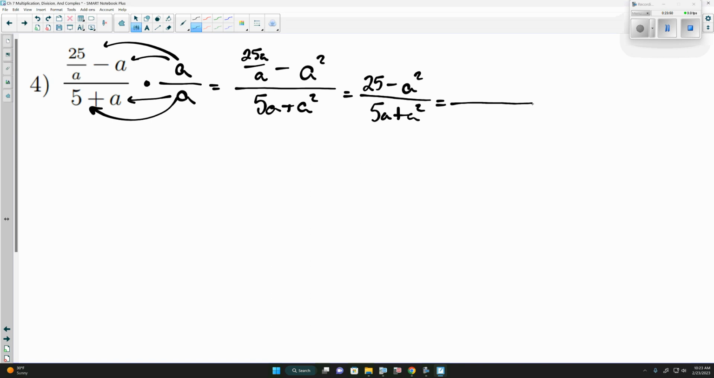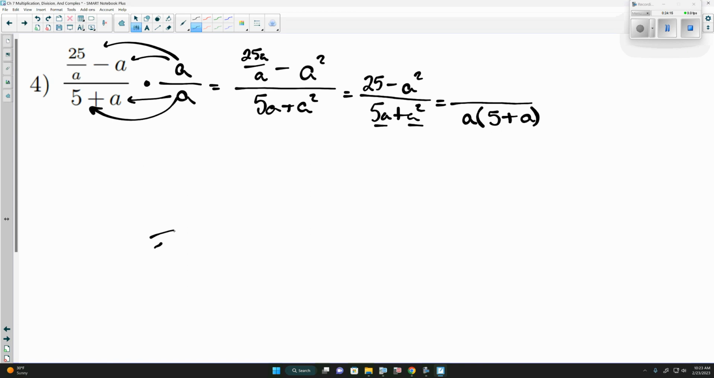Now the question is, will this factor? Is there a greatest common factor between 5A and A squared? A, and we can factor it out. If we factor an A out of 5A, we have 5, and A out of A squared is A. Now we could have written this as A plus 5 or 5 plus A. Those are the exact same things.